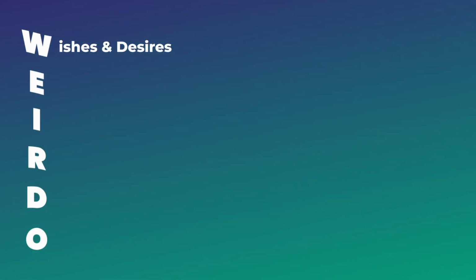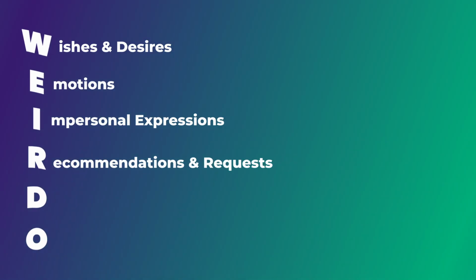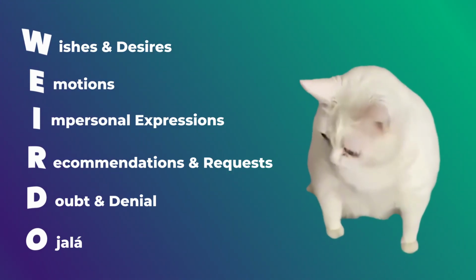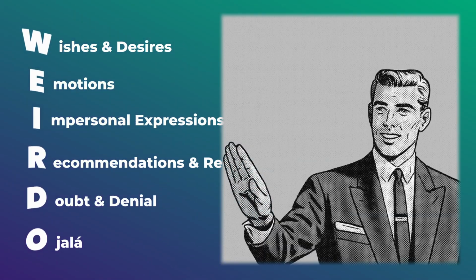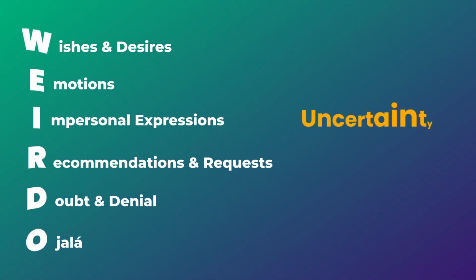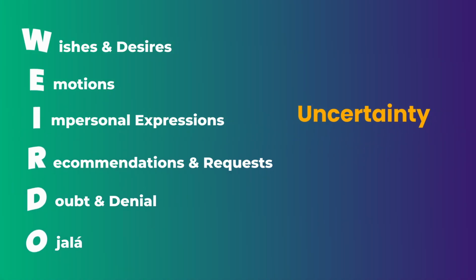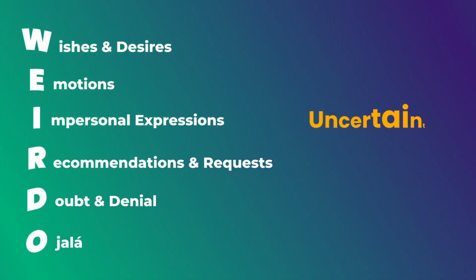WEIRDO is an acronym that stands for wishes and desires, emotions, impersonal expressions, recommendations and requests, doubt and denial, and Ojalá. When you look at all this, I know you wanna throw up, but I will politely ask you not to. Each one of these trigger categories represent an uncertainty in one way or another, and I hope you remember that the subjunctive mood is all about expressing uncertainty towards someone else's actions.